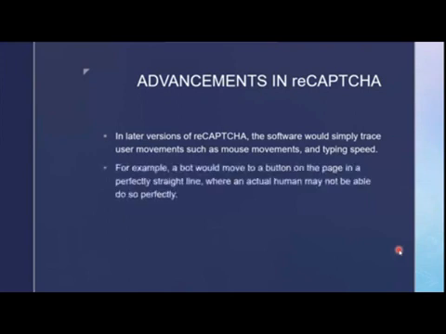So for example, if the person moves the mouse in a very straight line, like a perfect line, the reCAPTCHA might immediately identify that the user is a bot. Or if the user is typing very quickly, like maybe 400 words per minute, which is humanly impossible, the system would know it is a bot doing the typing.